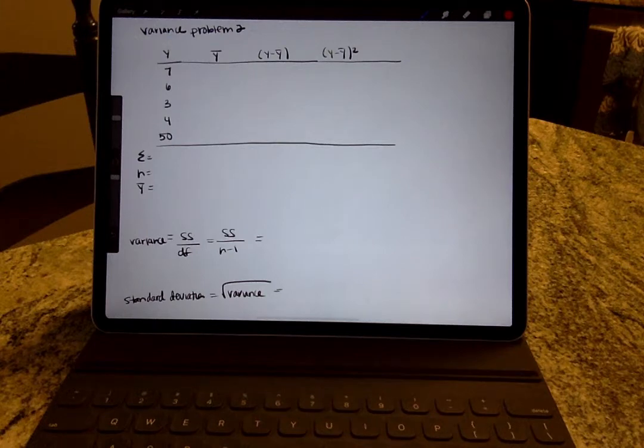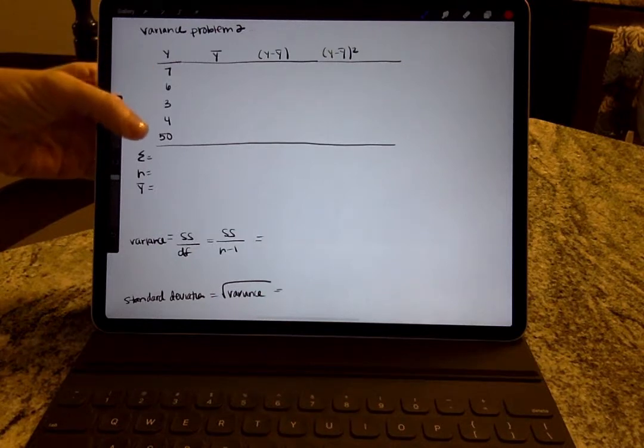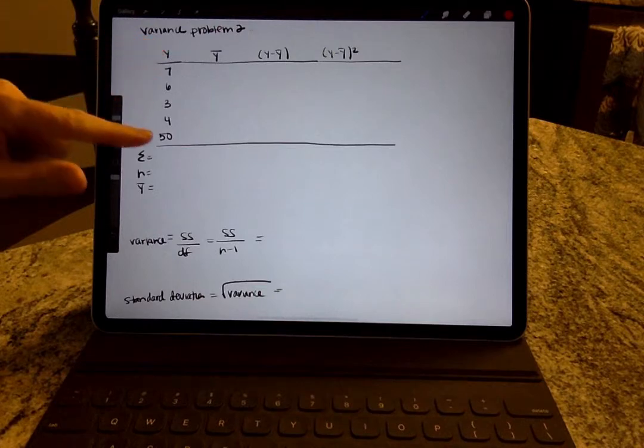In this video, I'm going to go through a second example of variance the long way. If you remember in the first video, our numbers looked pretty similar to this. We had 7, 6, 3, 4, and 5. And when we did it that way, we got a sum of squares of 10, a variance of 2.5, and a standard deviation of 1.58. So let's see how things change when we add in an outlier.